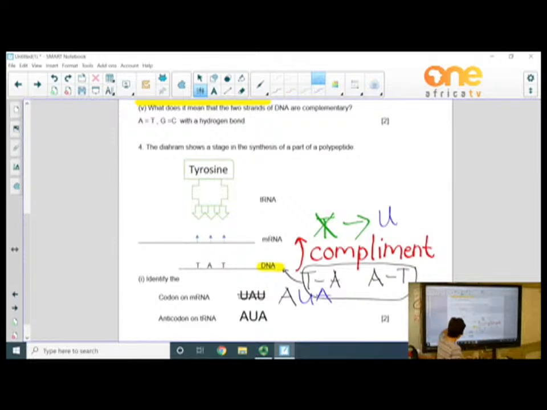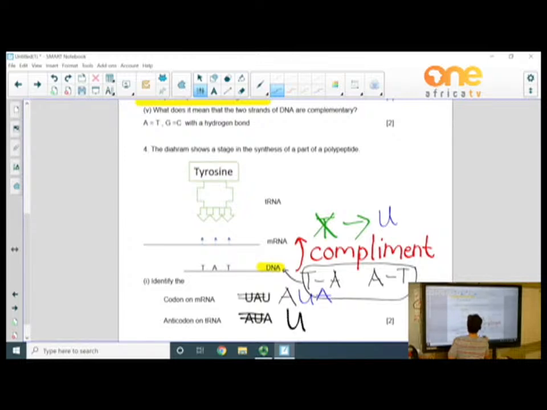Right? A-U-T-A. The codon then on the tRNA will then be U-A-U. Okay, just check. So mRNA is the complement of the DNA. The complement of DNA in RNA language will not have a T in it.